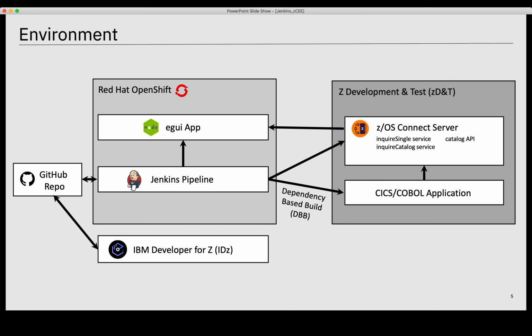So that's the environment setup I have. GitHub is my source code manager. OpenShift is running my Node.js app, and the pipeline orchestrator is Jenkins. IDz is my IDE and is used to do API mapping. DBB automates adding copybooks to PDS members and rebuilding my COBOL program. And ZD&T contains my z/OS environment that includes the CICS COBOL application and the z/OS Connect server. And you'll see all of these tools as I go through the demo in a bit.